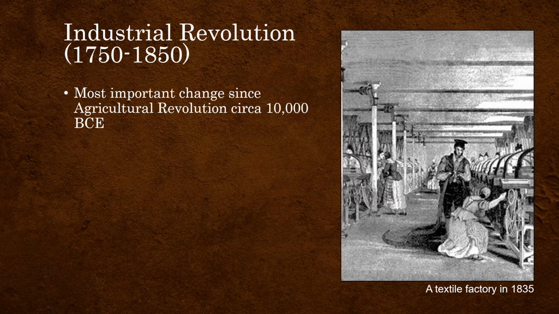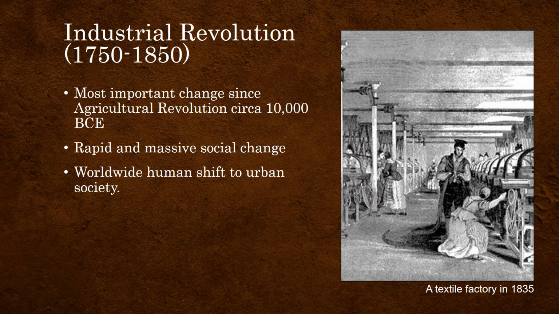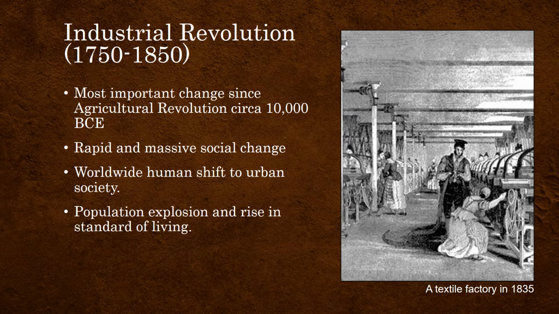While the Industrial Revolution changed industry and how we make things, it also brought about rapid and massive social change. It was during the Industrial Revolution that we began the worldwide human shift to an urban society. The Industrial Revolution also allowed for a population explosion and an overall rise in standard of living.